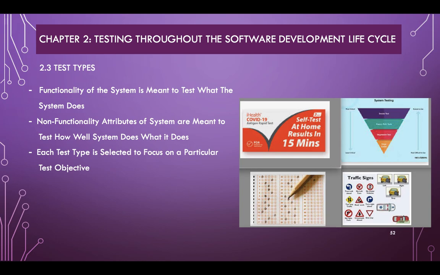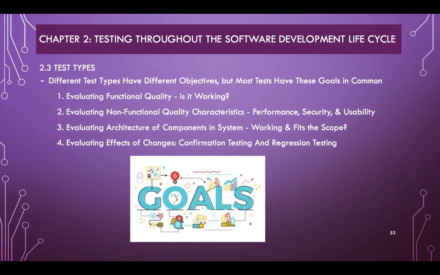Each test type is selected to focus on a particular test objective. So it is best practice to know and use the different test types. Some test types focus on verification that all aspects of the software are tested. Some test types focus on the speed of the software. Then some test types focus on security. Using the appropriate test type or a mix of the appropriate test types always renders the best results.